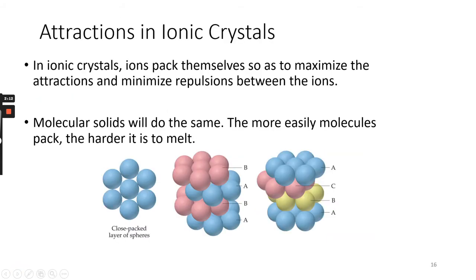So in your ionic crystals, remember, the ions want to pack themselves so they maximize the attractions and minimize repulsions. Molecular solids will do the same. The better that you can pack your molecules together, the harder it is to melt. And remember, this is our closed packing. This is our hexagonal. And this was our cubic closed packing.